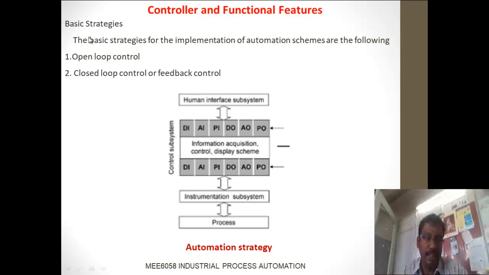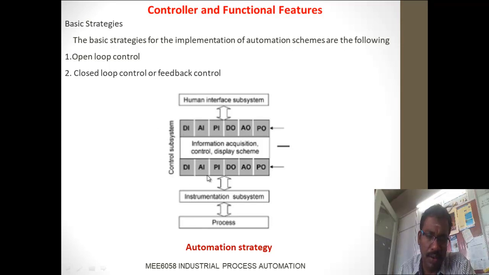If you come into basic strategies for the implementation of automation schemes, we have three categories: instrumentation systems, control systems, and human interface systems. These three systems interface to the process, transfer the data, and process the data, and we can control the process. Therefore, these are the three subsystems. Now we are going to see only the control subsystems.